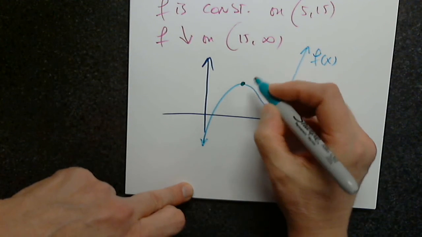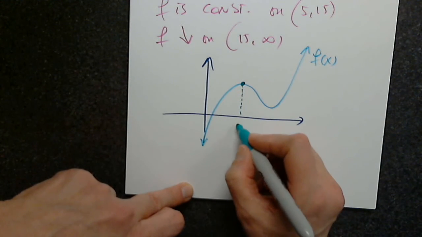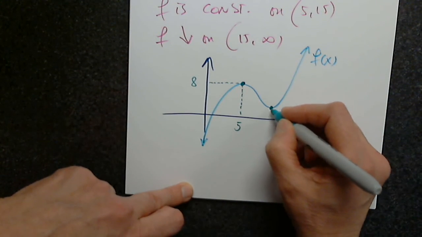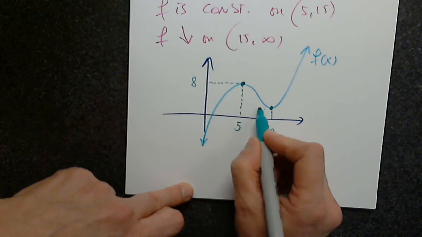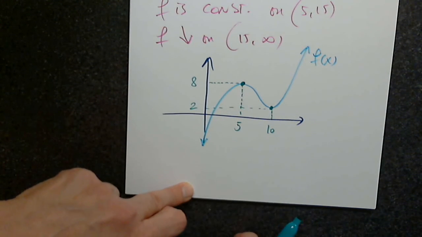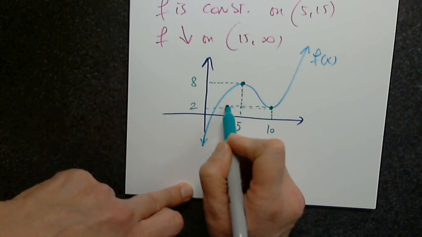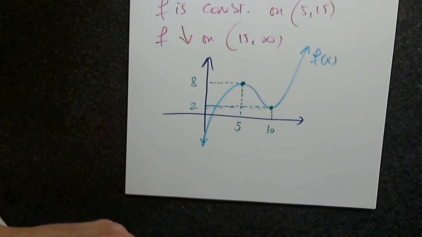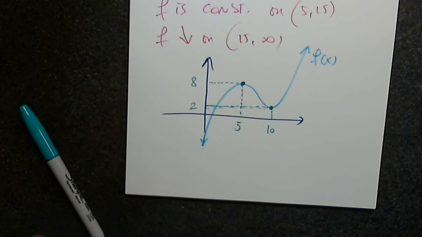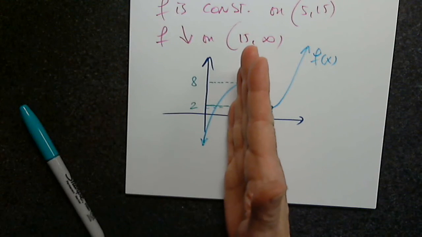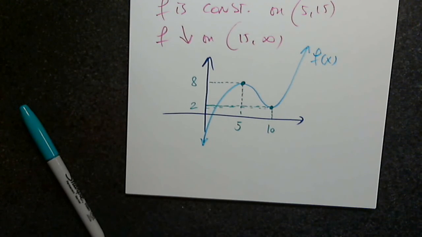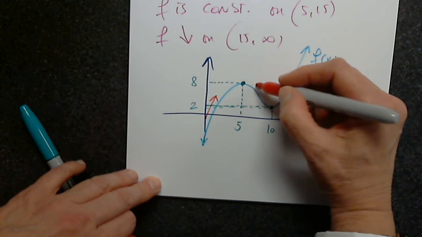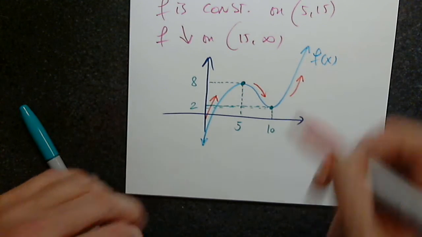And I'm going to name this point, and let's say is 5, 8. I'm going to name this point, let's say is 10, 2. Sorry, it should be horizontal, my hand. Sorry about that. Okay, perfect. So what can you say about the function between negative infinity and 5? What does it do? Very good. What does it do between x equals 5 and x equals 10? Okay, and obviously then increasing.